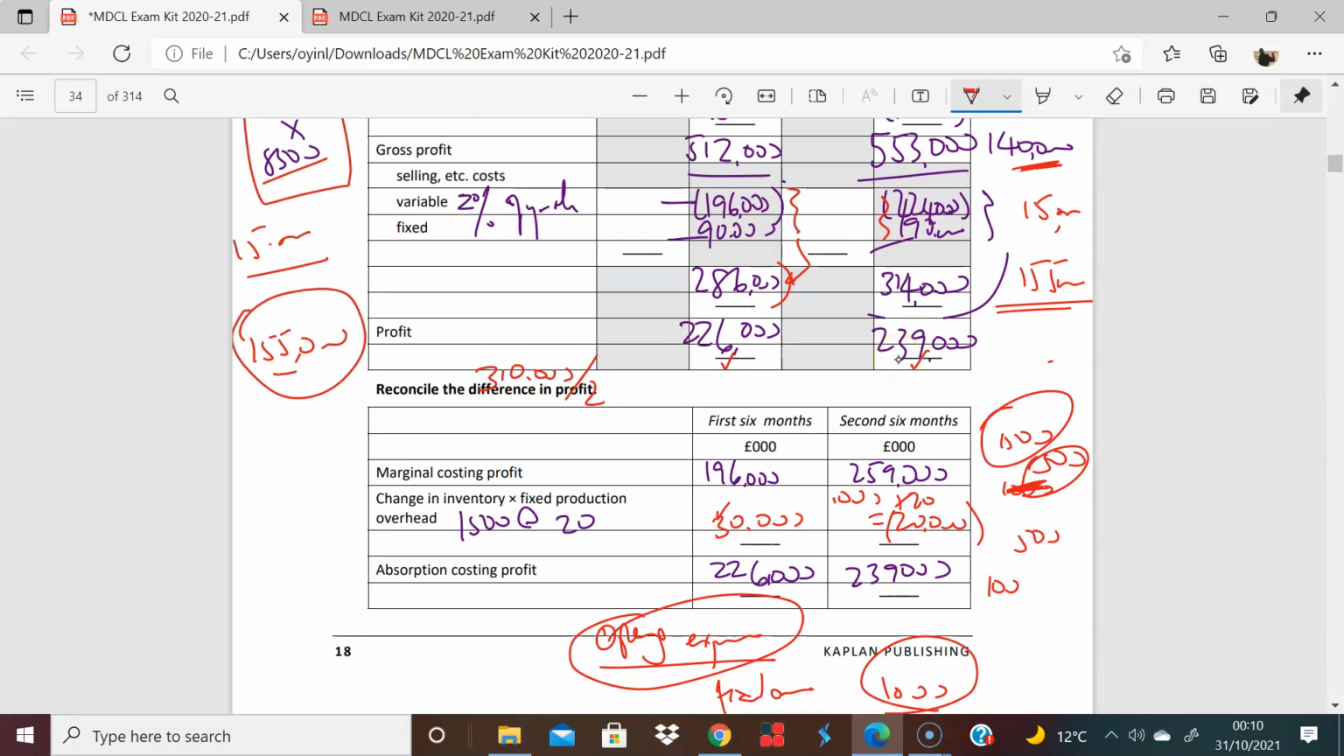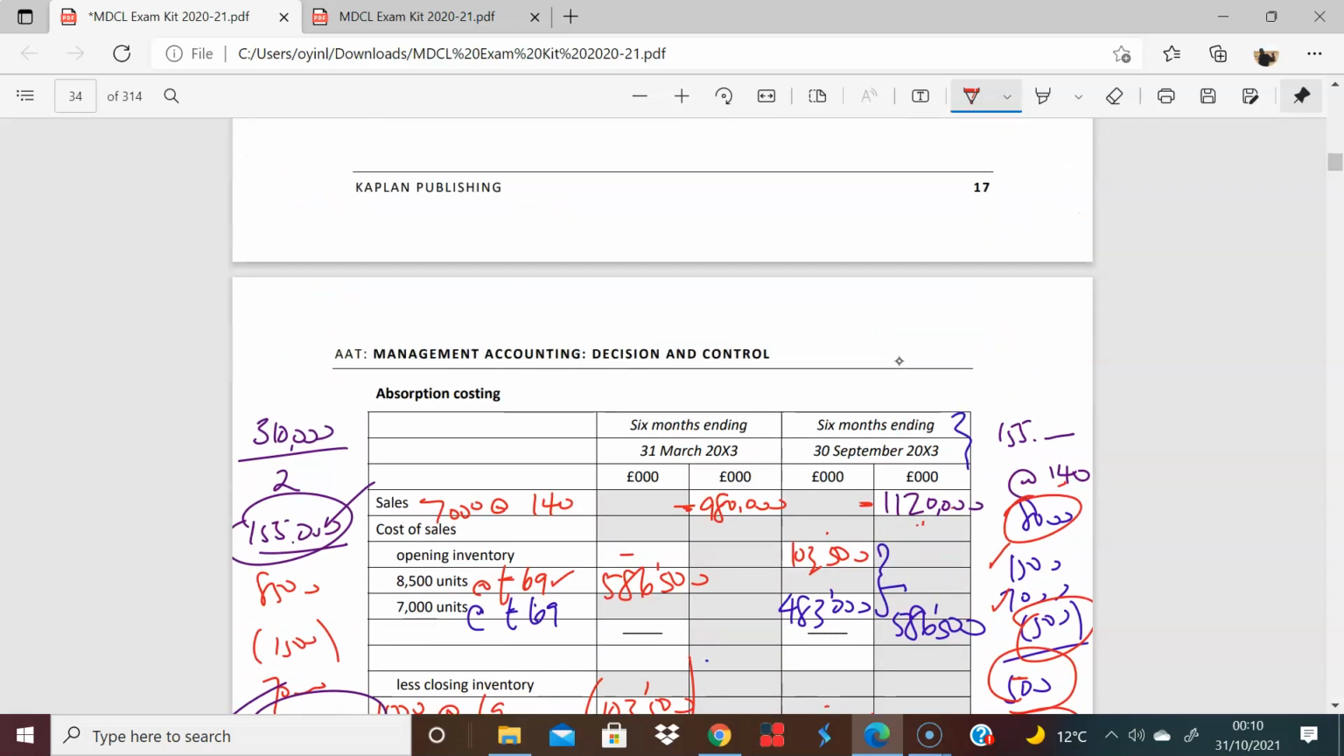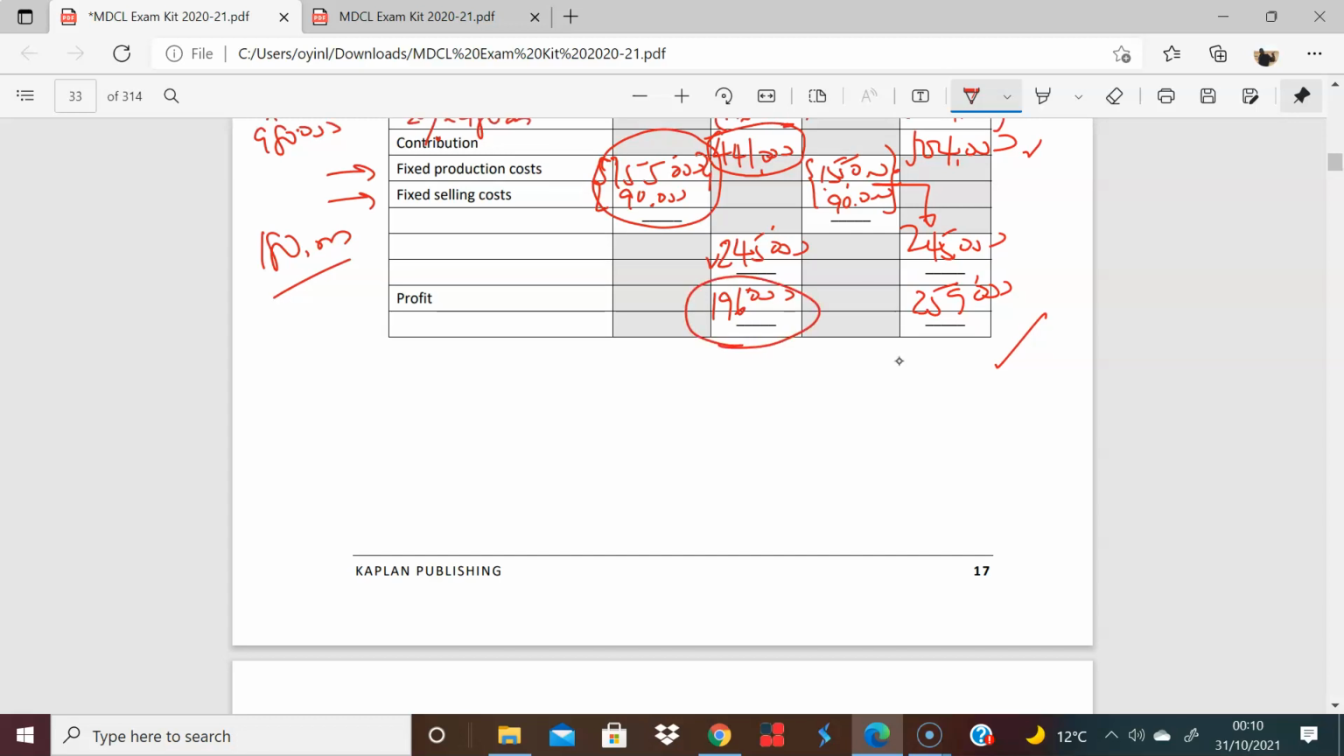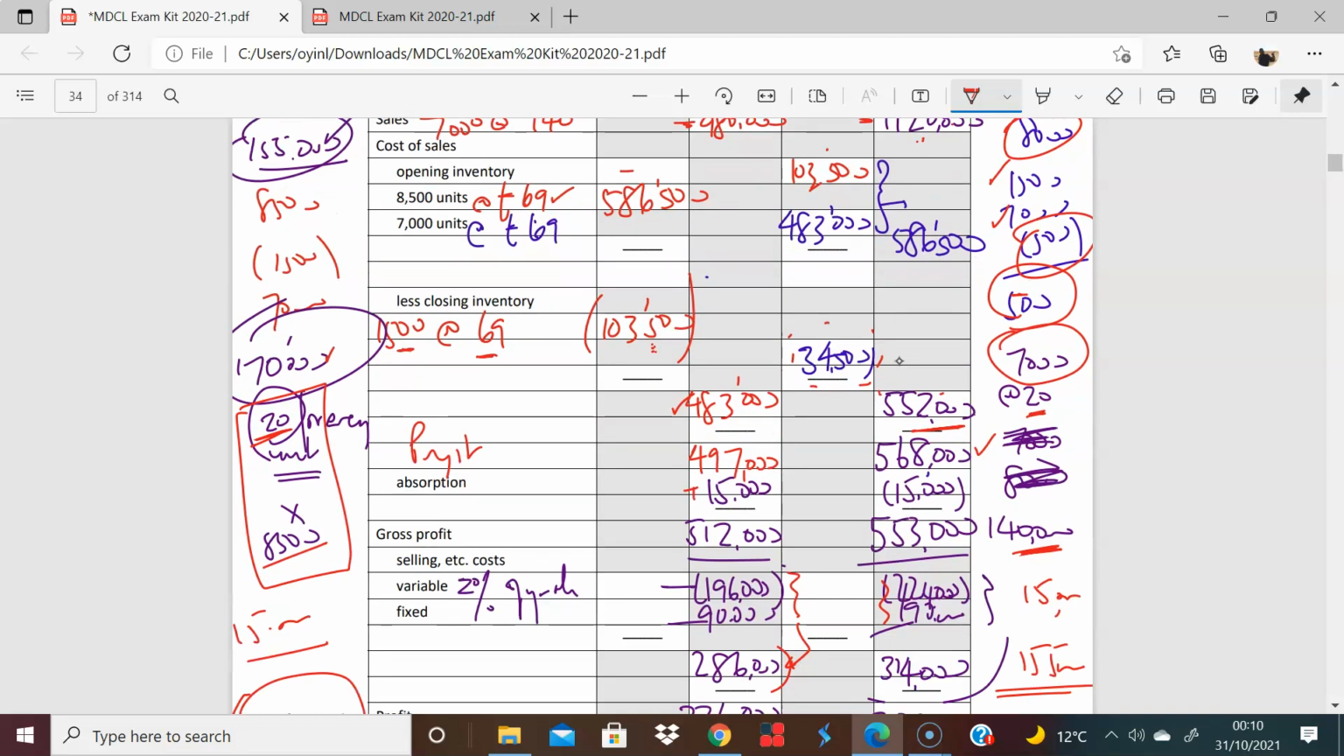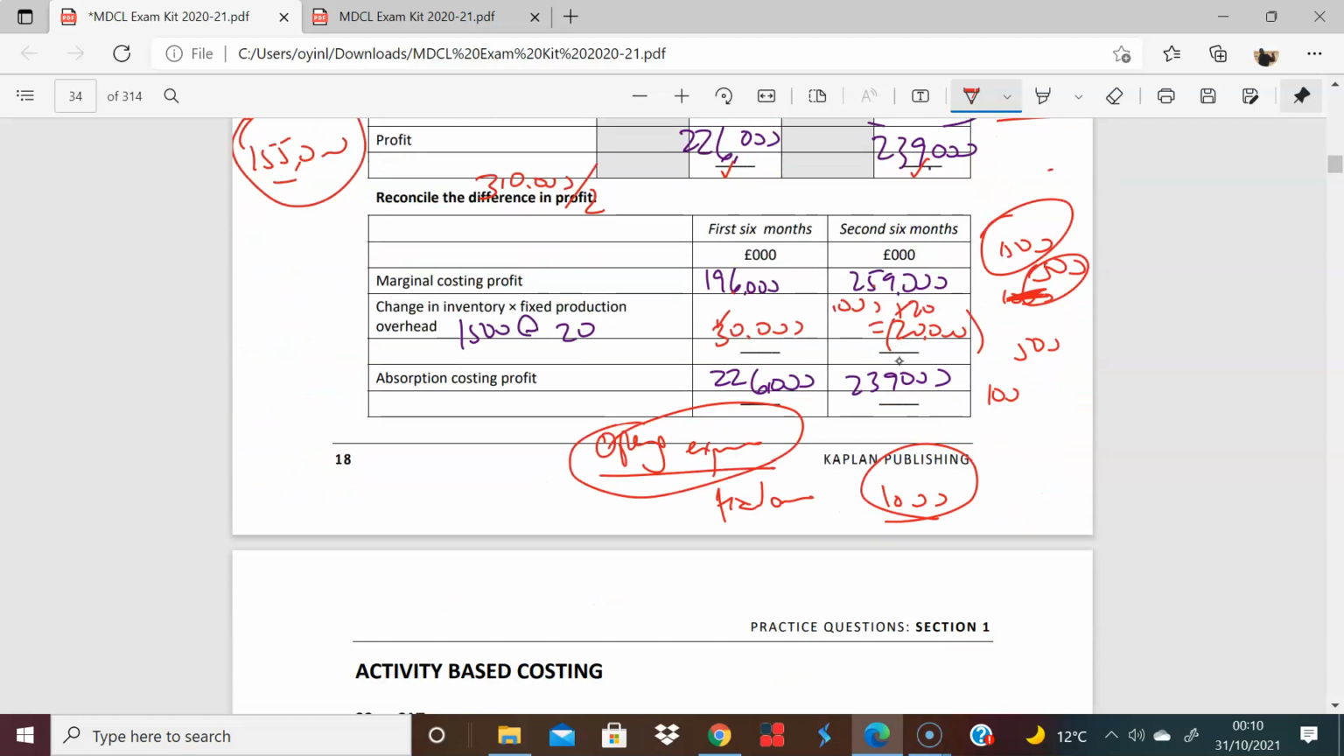So using my marginal costing profits, 196 and 259. Yes, there they are, coming through here, 196, 259. And that's the 226 and 239 here. And the difference, of course, is always going to be the change in inventory. In the first 6 months, you had nothing, then you go to 1,500. So here, you can see your absorption profits are higher anyway. That's 1,500 at £20, and that's 30,000. You can see why. And in this period, you go from 1,500 all the way down to 500.